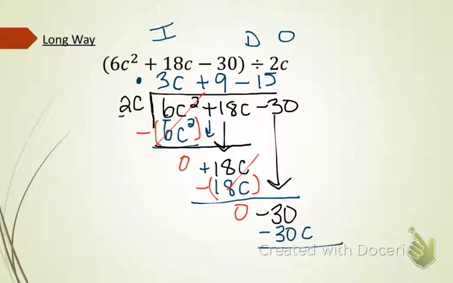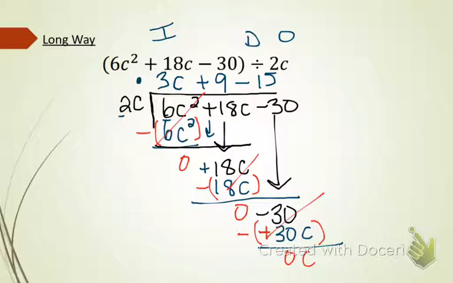So then we subtract these two. Negative 30 minus negative 30. Well, this negative with this negative makes this a positive. Negative 30 plus 30c gives us a 0 with a c. So we do end up with the remainder.